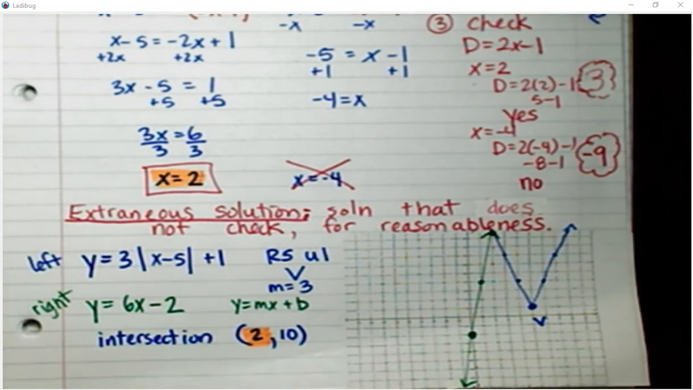Notice how the extraneous answer doesn't even appear on the graph. It's because graphs don't show you extraneous answers. That's why. Graphs don't show you extraneous answers.